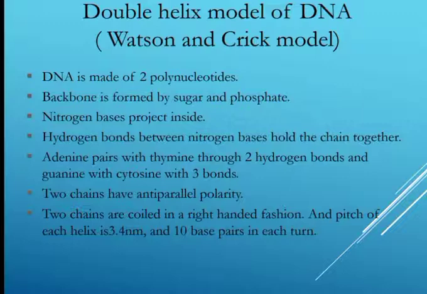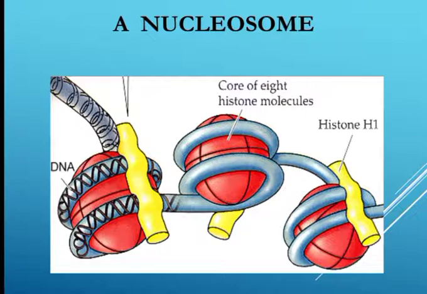And then we have seen that A pairs with T by 2 hydrogen bonds, and G pairs with C with 3 hydrogen bonds, and the two chains run anti-parallel to each other. The two chains are coiled in a right-handed fashion, and the pitch of each helix is 3.4 nanometer, and 10 base pairs are present in each turn. Then we have studied about packaging of DNA helix, that is in eukaryotes and in prokaryotes, how the packaging of DNA takes place inside the nucleus, with the help of the histone proteins.